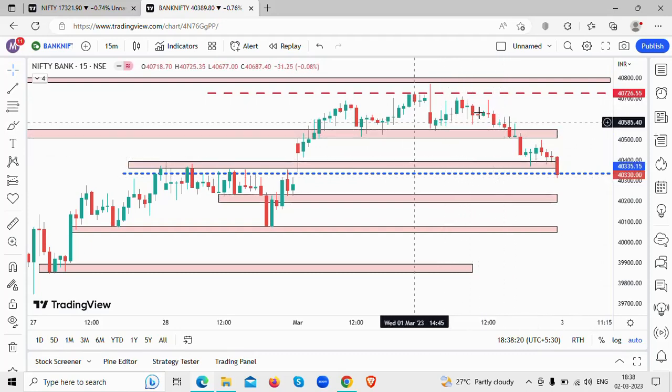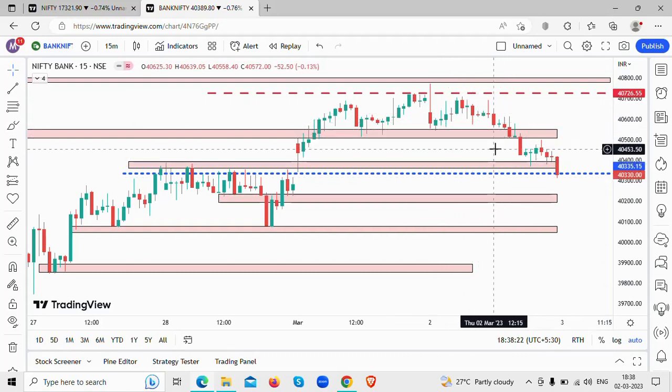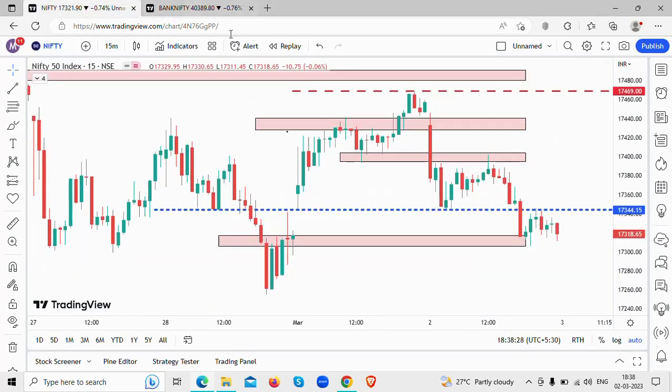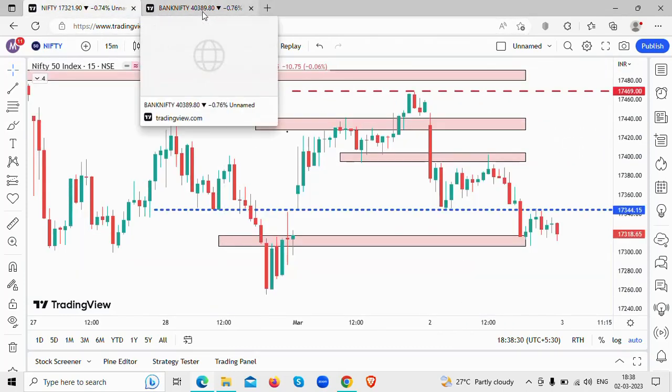So these are the levels that help you understand where and when to avoid the trade, and at what levels you need to watch out. All right, so this is what happened in Nifty and Bank Nifty.